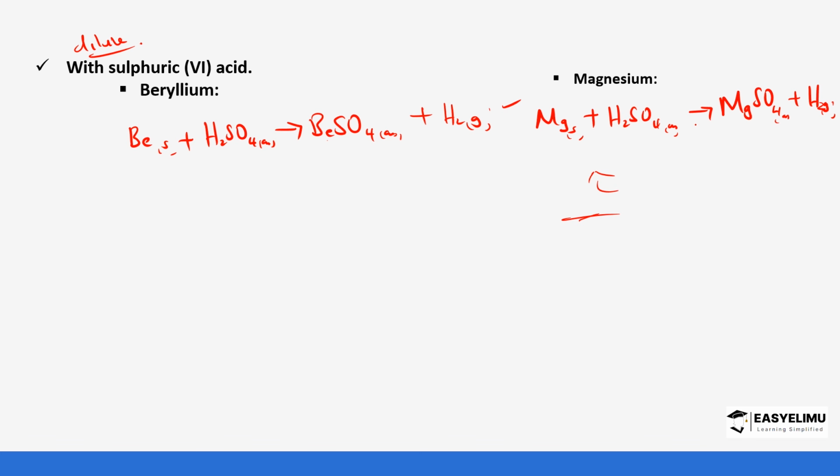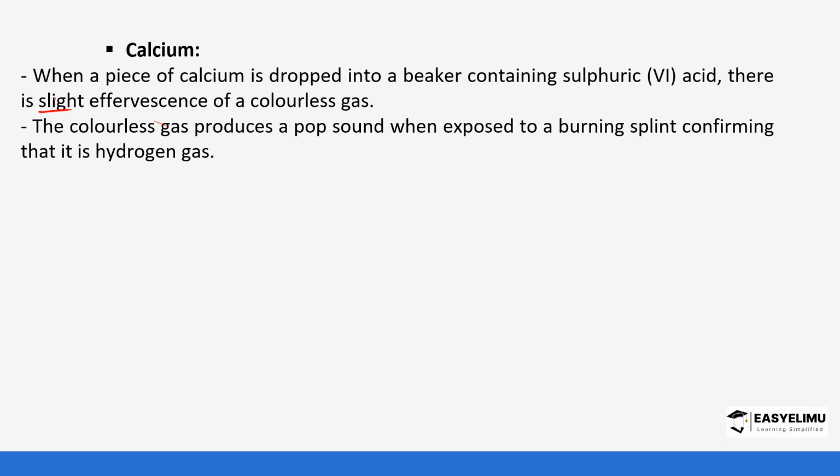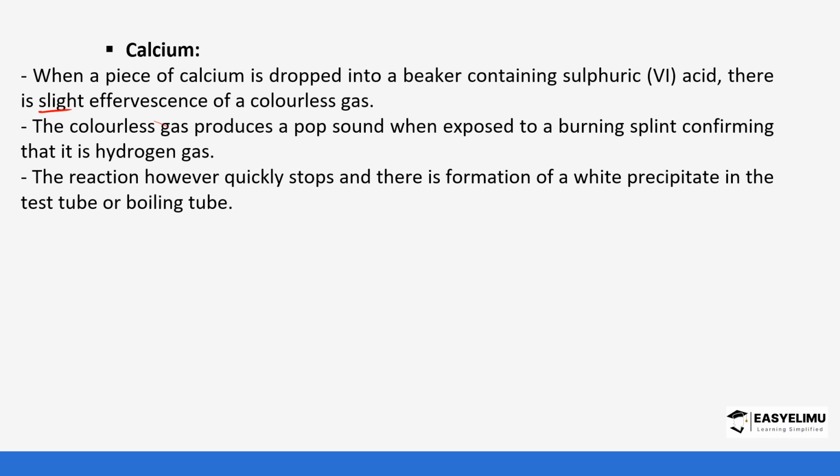of the hydrogen gas. Finally, a reaction of calcium with sulfuric acid will be a bit different. So when you drop it, you're going to form a slight effervescence, and note the word slight effervescence. This is because there is little or no amount of hydrogen gas produced, which when you expose it to a burning splint, is going to burn with a pop sound. However, the reaction usually starts and then stops. This is because of formation of a precipitate. This precipitate coats the metal and then the reaction stops.